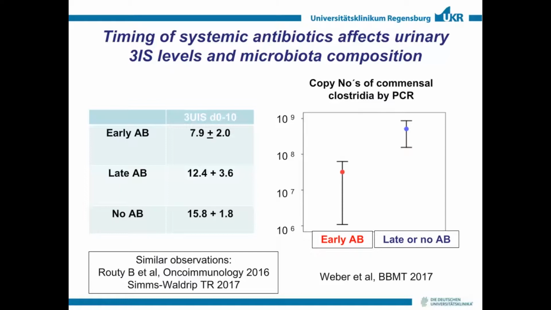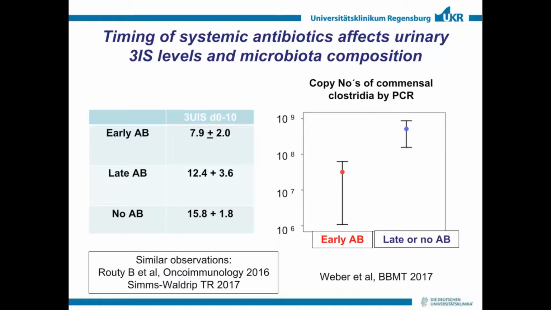And both the New York group and also our group also made direct analysis on the commensal bacteria. Here is one example. We have a PCR for Clostridial group 14A, and we applied this to the samples of our patients. And you can see the late no antibiotic group is close to 10 to the 9 copy numbers, which is close to the status of normal patients. But the early antibiotic group has lost these Clostridia, again lost the commensal group of bacteria.